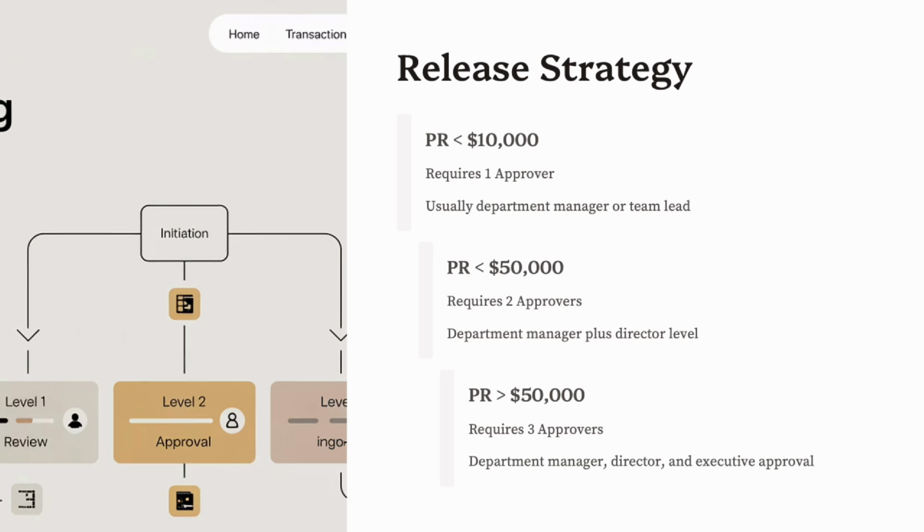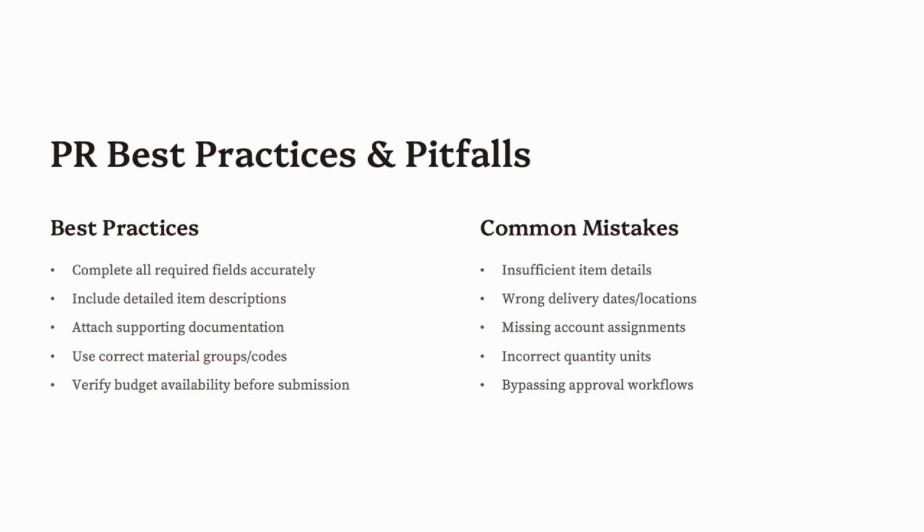4. Standardize PR templates. Use custom PR templates in ME51N for different categories: raw materials, services, capital goods, pre-configuring common fields to speed up entry and reduce errors. 5. Train end users thoroughly. Provide quick reference guides or e-learning modules on ME51N. Emphasize picking the right account assignment and avoiding free text entries.